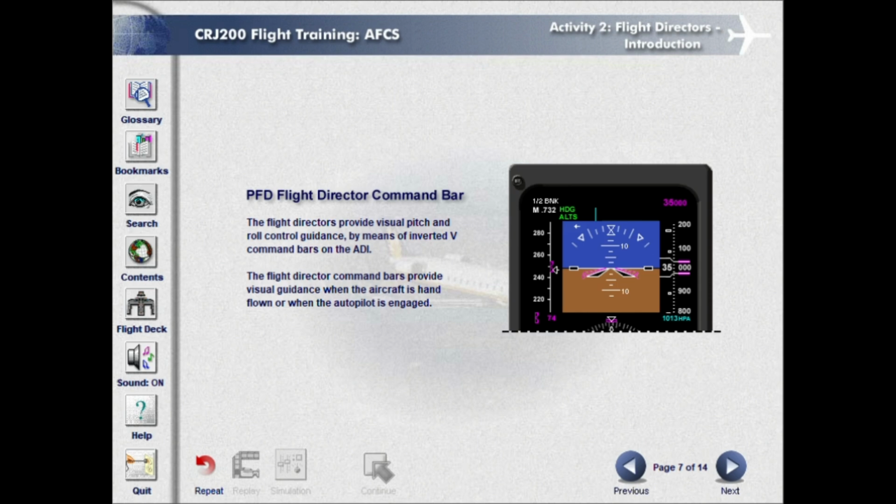PFD Flight Director Command Bar. The flight directors provide visual pitch and roll control guidance by means of an inverted V command bars on the ADI. The flight director command bars provide visual guidance when the aircraft is hand-flown or when the autopilot is engaged.